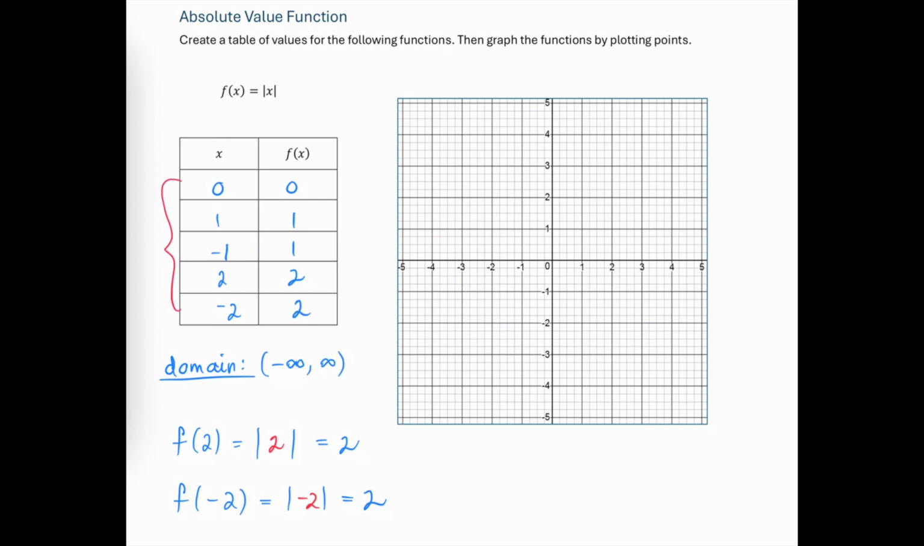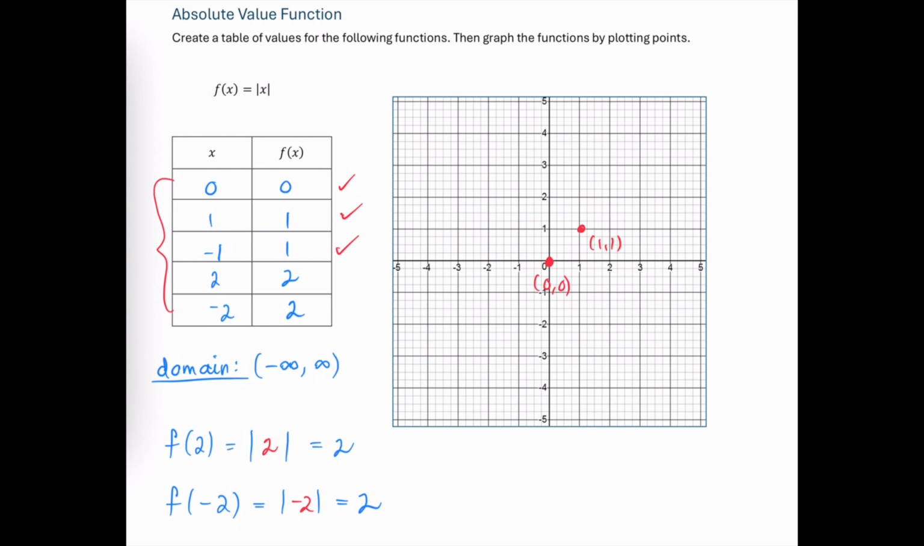So let's plot these ordered pairs to get a feel for the shape of this graph. We have (0, 0), (1, 1), (-1, 1), (2, 2), and (-2, 2). When we connect the dots, we actually are going to be connecting them with nice straight lines here, and this graph has the shape of a V.